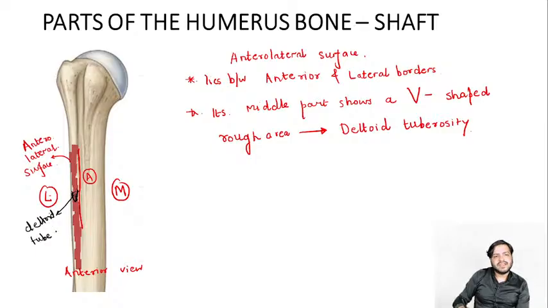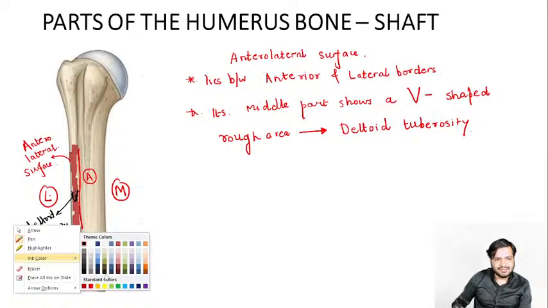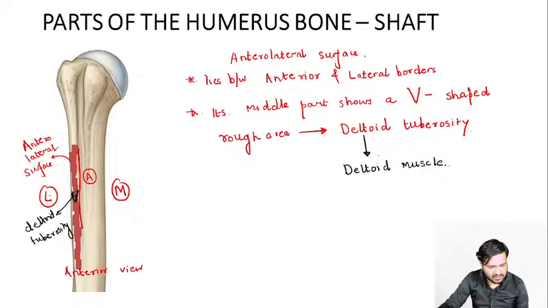And can anyone tell me the name of the muscle which is attaching over here? Yes, perfect, perfect guys. It is very good. Just go with the name guys. It is the deltoid muscle, okay, which is attaching over here.